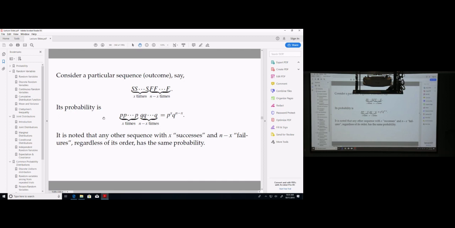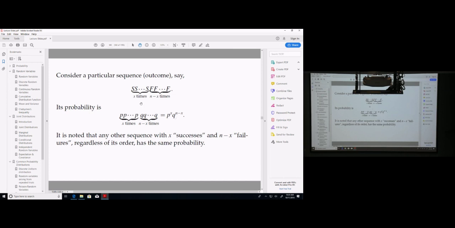All right. So the probability for this particular outcome would be p to the power x, q to the power n minus x. q is 1 minus p. Because we assume the trials are independent, the probability of getting a success in the first trial has nothing to do with the second trial and so on. So that justifies why we multiply the p and also the 1 minus p here.